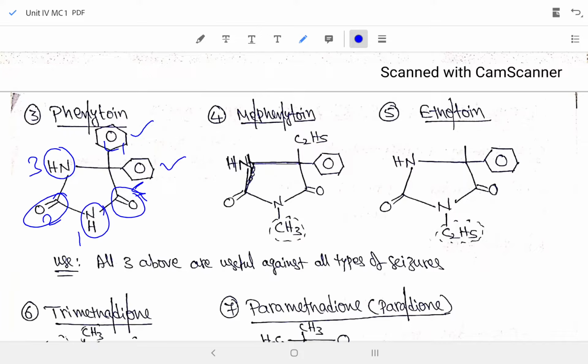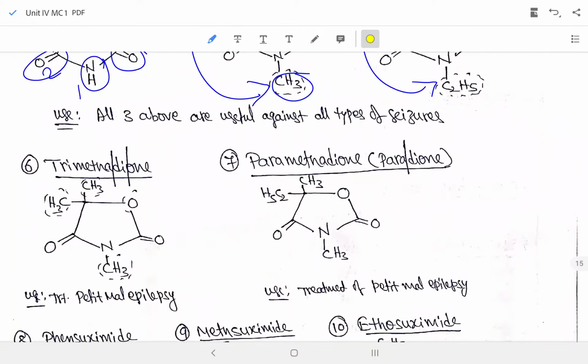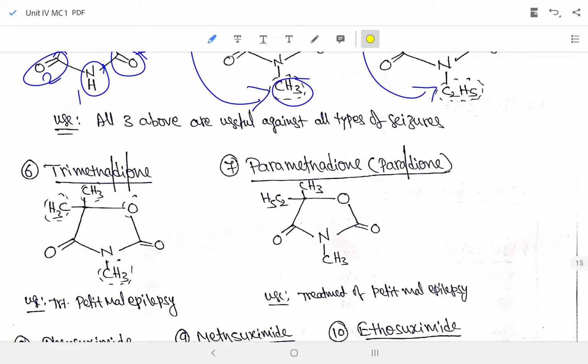Next, mephenytoin. What is the difference between phenytoin and mephenytoin? That's what our concern is. Here at nitrogen, one hydrogen is replaced with a methyl group, and one phenyl group is replaced with an ethyl group. That says it is mephenytoin. Here Me indicates methyl group, Phen is for phenyl group, and you should remember that one of the phenyl groups is replaced with the ethyl group when compared with phenytoin. Then ethotoin. Ethotoin has an ethyl group attached to the nitrogen in the first place.